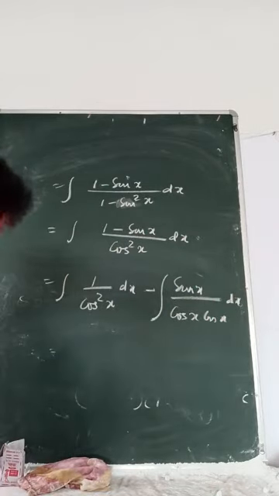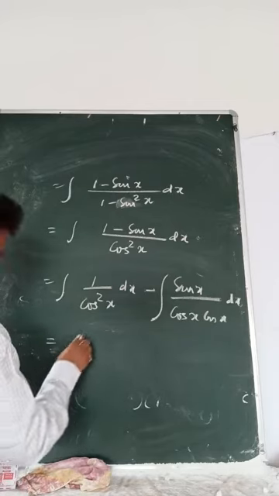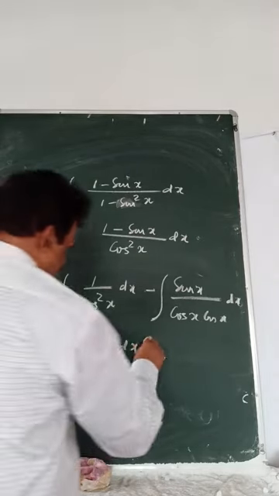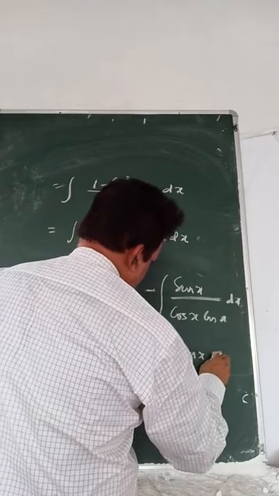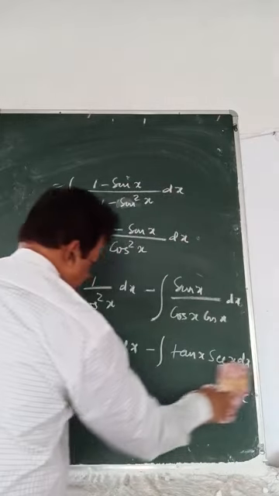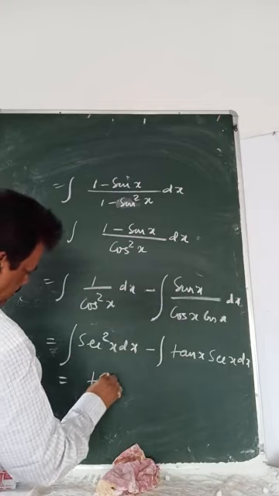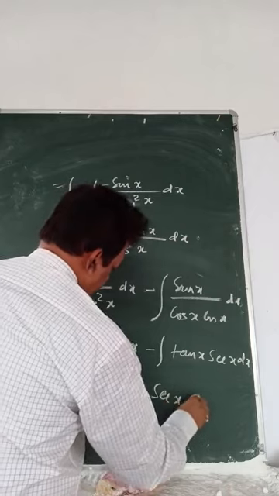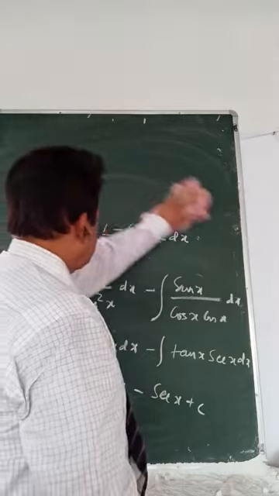Okay, so what did you get in this? Now 1 by cos square x is sec square x. Sin by cos is tan x sec x. The sec square x integration is tan x. Tan into sec is sec x. Okay. So you can try another question. I'll give you. You try this.